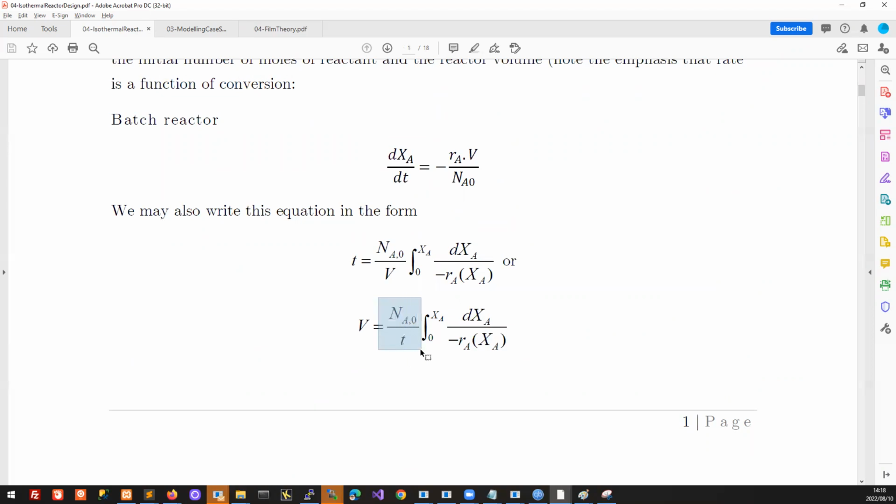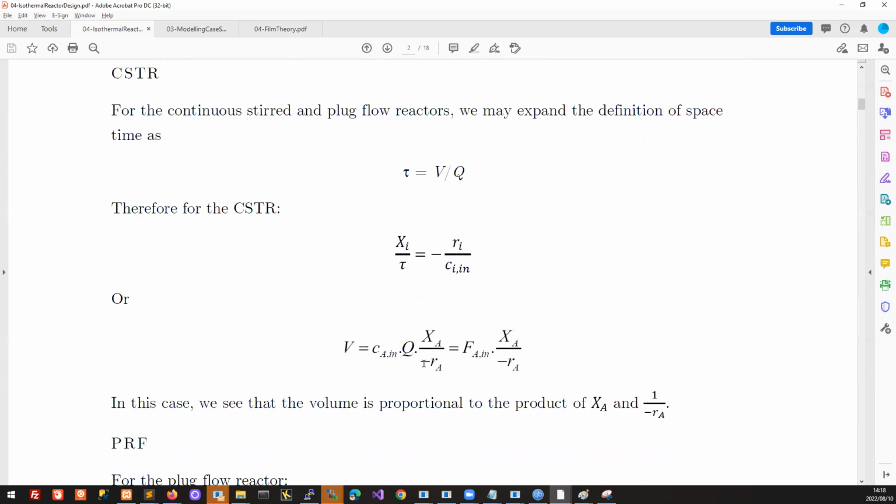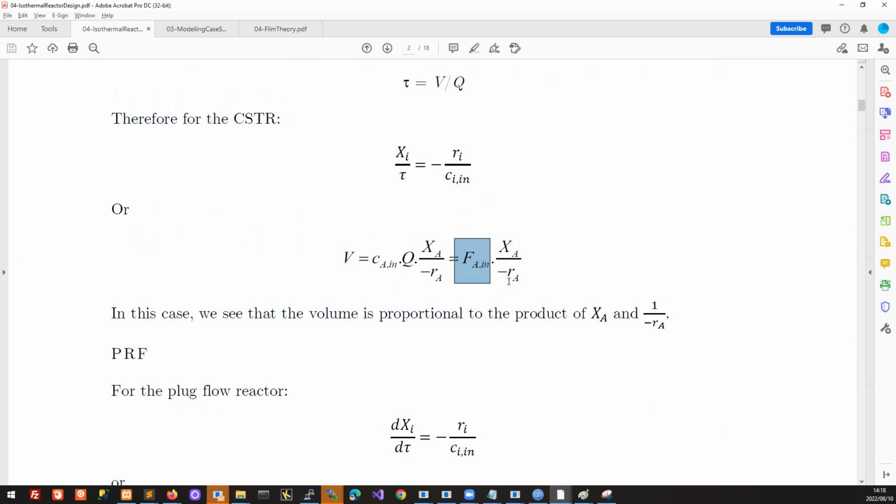This is like your molar flow rate, right? Number of moles initially divided by the time. So that's kind of like an averaged molar flow rate, right? NA0 over t. It's quite similar to an FA in, if you think about it. So that's the CSTR. That's the volume that we need.